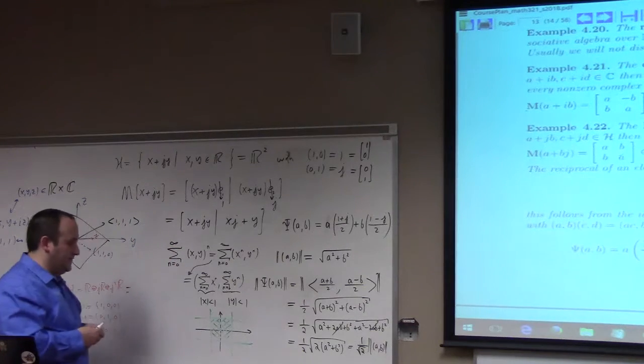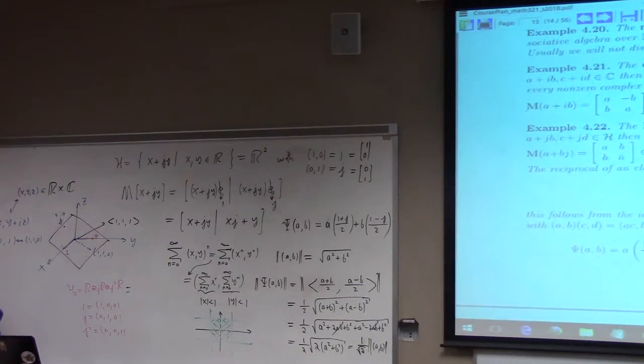That's where I get convergence of both. What would happen if I take this series and map it under the isomorphism to the hyperbolic numbers? What series would that give me?